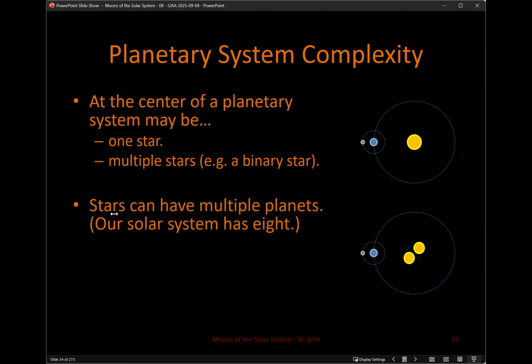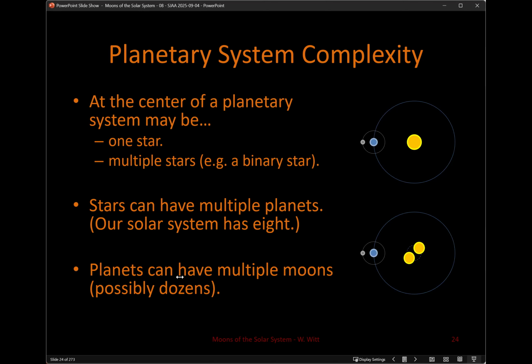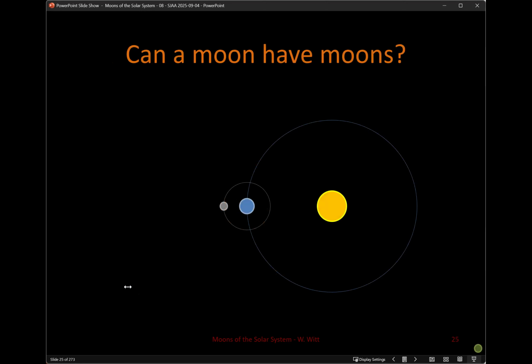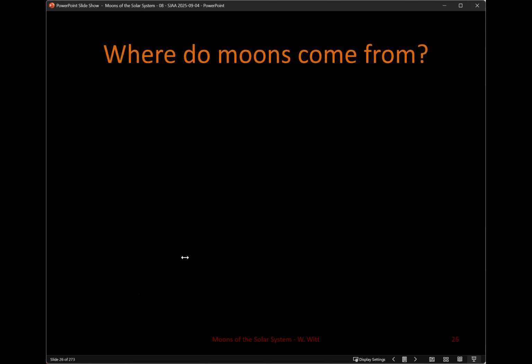You know. And then stars can have multiple planets. Our solar system has 8, not including Pluto, because we just said it's now classified as a dwarf planet. And then planets can have multiple moons, possibly dozens. And you might ask the question, well, can a moon have moons? And the answer is actually yes. You could have a system that looks like this, where this moon actually has its own little orbital companion, and so this moon could have its own little moon. That could happen.